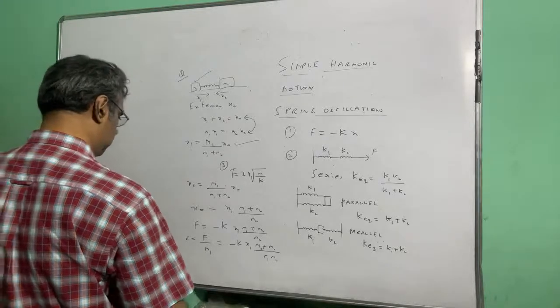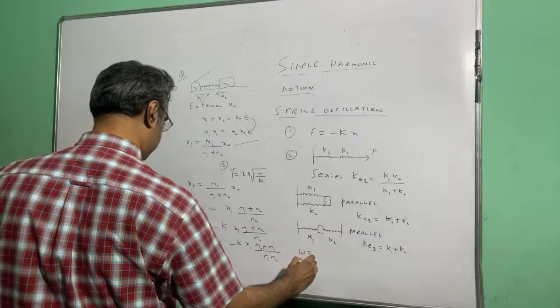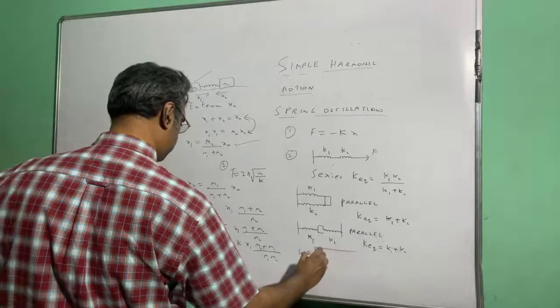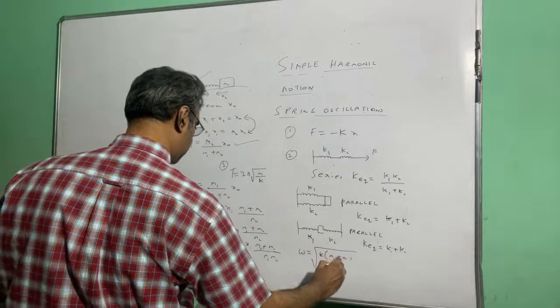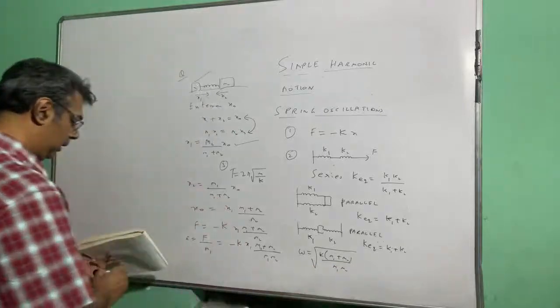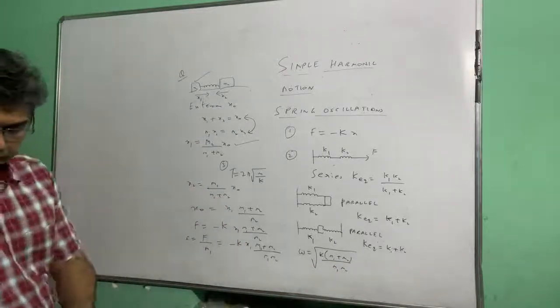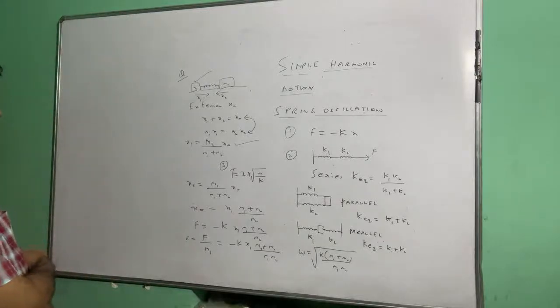Therefore omega will be equal to root over k into m1 plus m2 divided by m1 into m2. So this will be the formula.